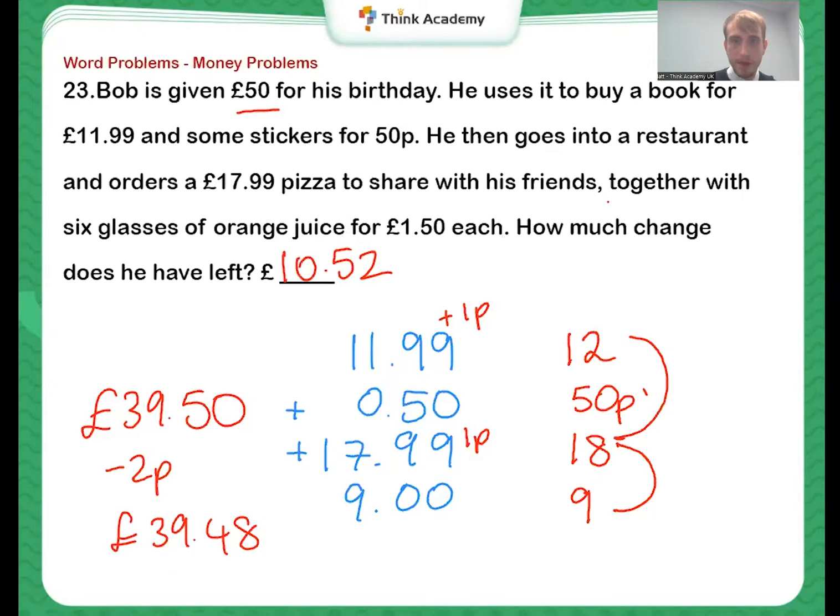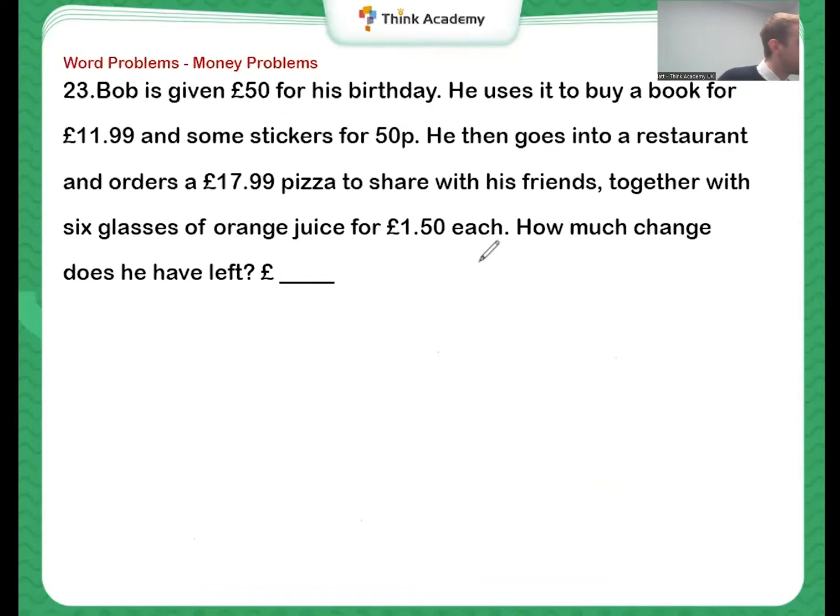Okay. So I think that one should have been fine on the whole. It's just to be super careful with our counting and maybe look out for that trick with the money, with the whole number of pounds. Okay, so next one.